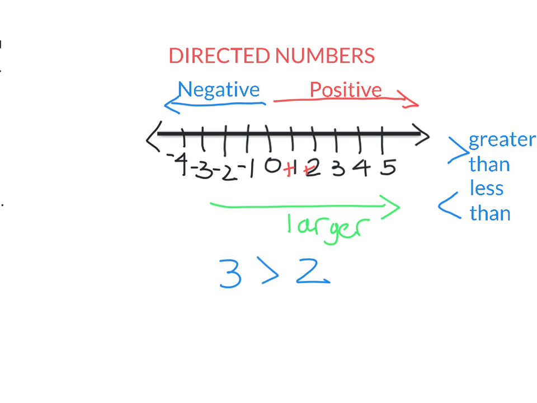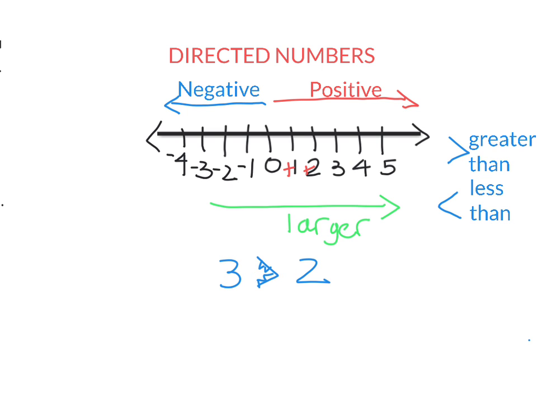A way to remember it is the crocodile eats the bigger number. Think of these symbols as a crocodile's mouth. So if this is the crocodile's mouth, it always wants to eat the bigger number because it's really hungry. So this statement here says 3 is greater than 2.